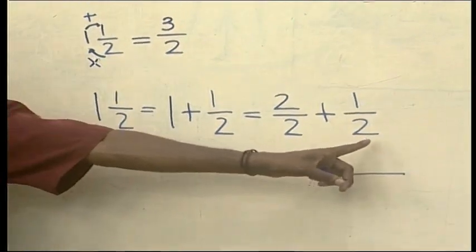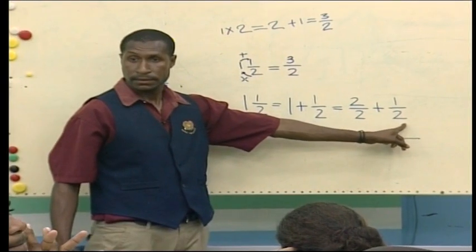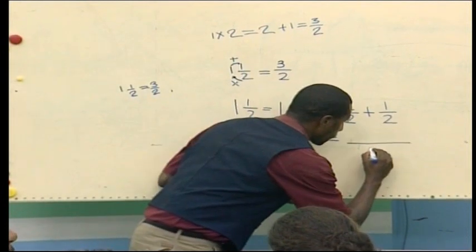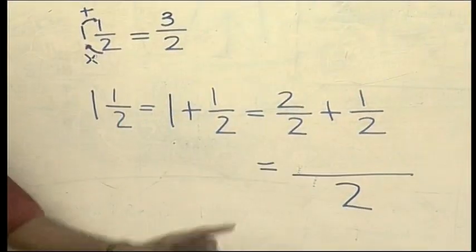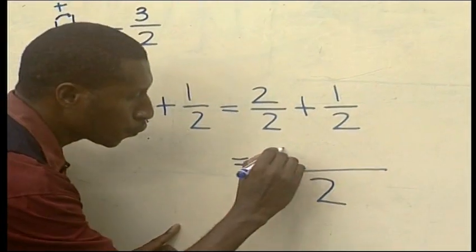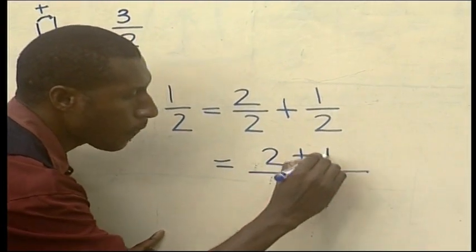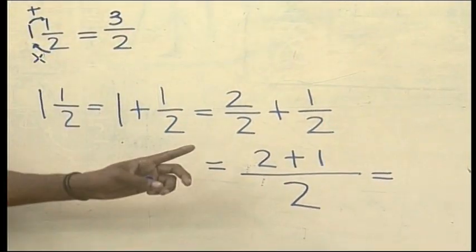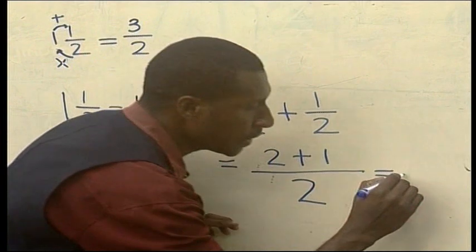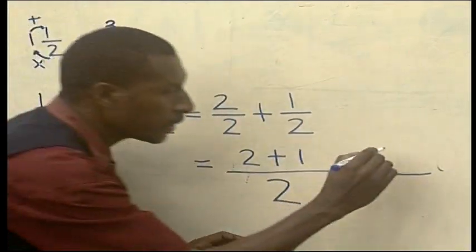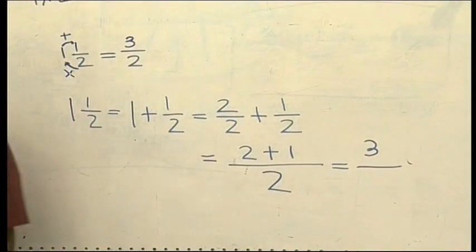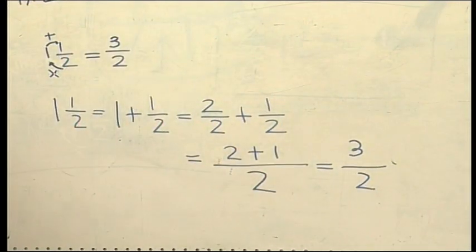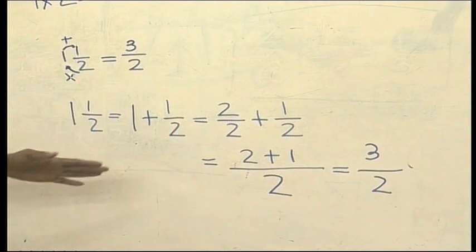Same denominator, same denominator. Correct? Yes. 2 plus 1. 2 plus 1 is 3. The denominator is what? 2. Do we still have the same answer?